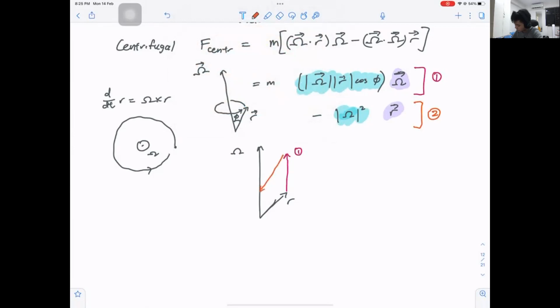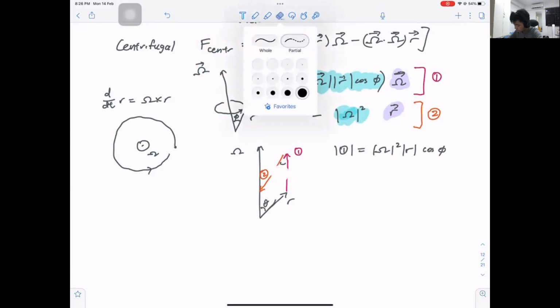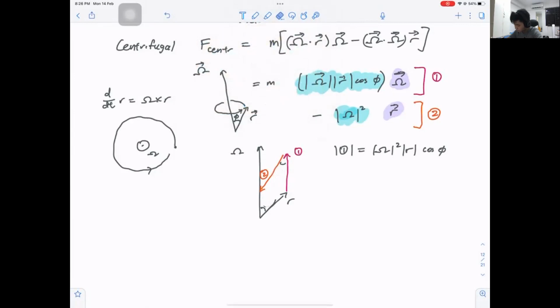And actually, if you check out the length, they perfectly form a parallelogram. So this is actually a parallelogram. If this is your angle theta, then this is actually your angle theta as well. So how do we check the length? We know the length of one. The length of one is going to be simply omega squared r cosine phi. Oh yeah, I called it phi, not theta. This one is not supposed to be theta, it's supposed to be phi.